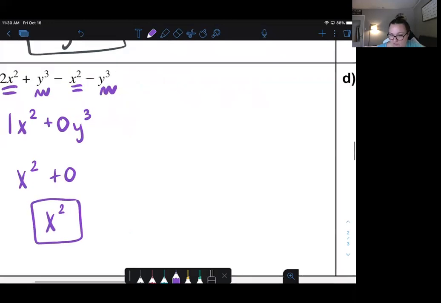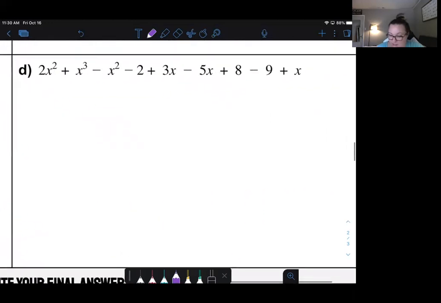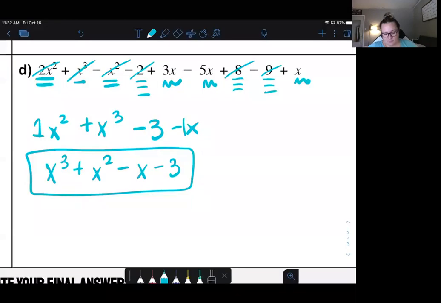All right, now you give it a try for part D. So I want you to add 2x squared plus x cubed minus x squared minus 2 plus 3x minus 5x plus 8 minus 9 plus x. Go ahead and give that one a shot.